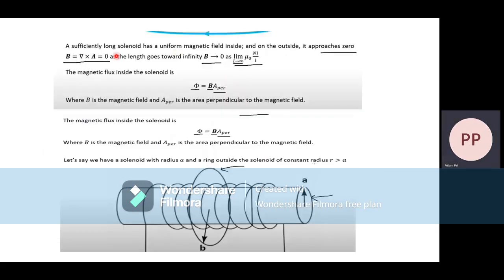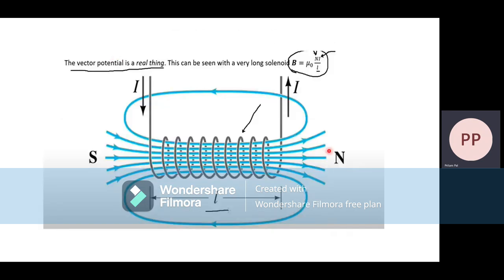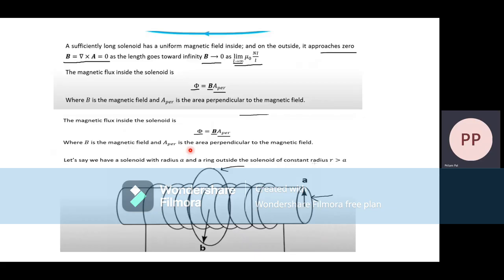A sufficiently long solenoid has a uniform magnetic field inside. If L is infinite, all the field lines will become parallel and equispaced. As it is finite, there is curvature and also a turning after a certain point. But if it's very long, we can approximate it to be uniform inside the solenoid. The magnetic field value will be uniform inside, and outside it approaches zero as the length goes towards infinity. So B tends to zero as L tends to infinity. That's true, right?